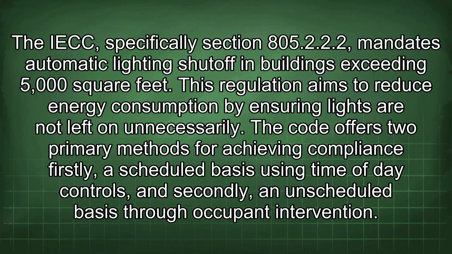The IECC, specifically Section 805.2.2, mandates automatic lighting shutoff in buildings exceeding 5,000 square feet. This regulation aims to reduce energy consumption by ensuring lights are not left on unnecessarily. The code offers two primary methods for achieving compliance: firstly, a scheduled basis using time of day controls, and secondly, an unscheduled basis through occupant intervention.